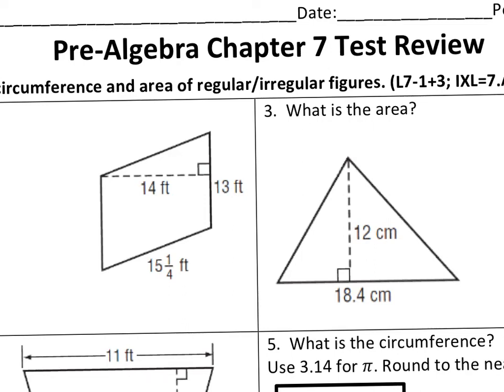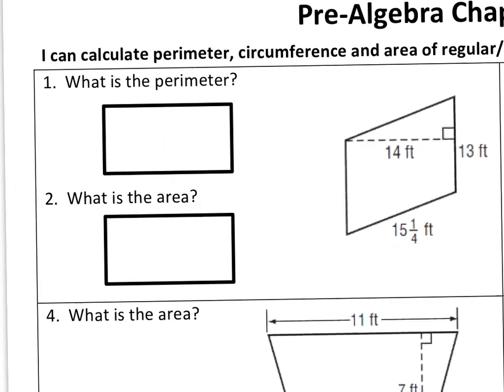Alright students, this is Mr. Lentz. We're about to do the Chapter 7 test review sheet. This is how I would take my test if I were actually taking my own test. Let's look at number 1.